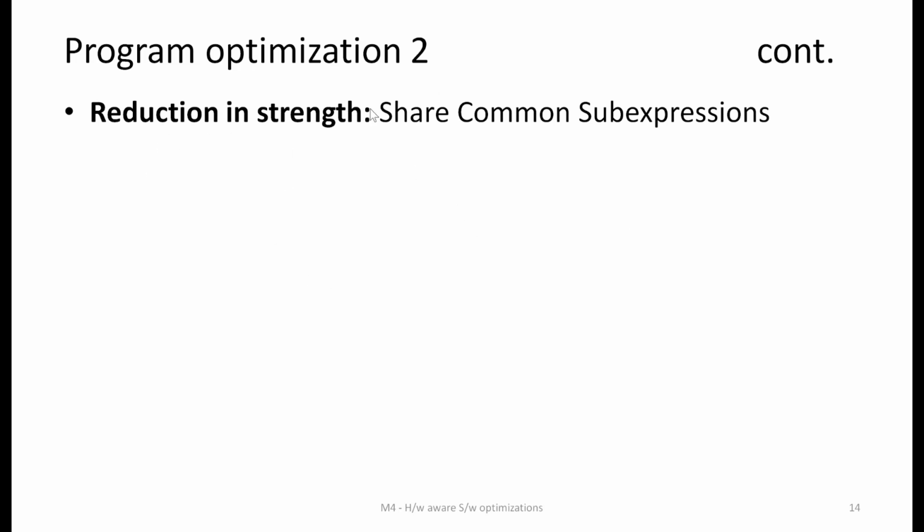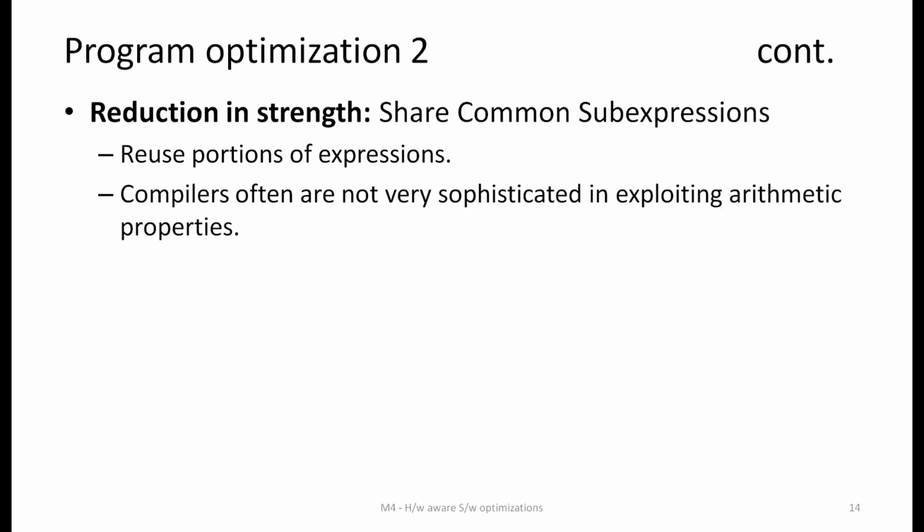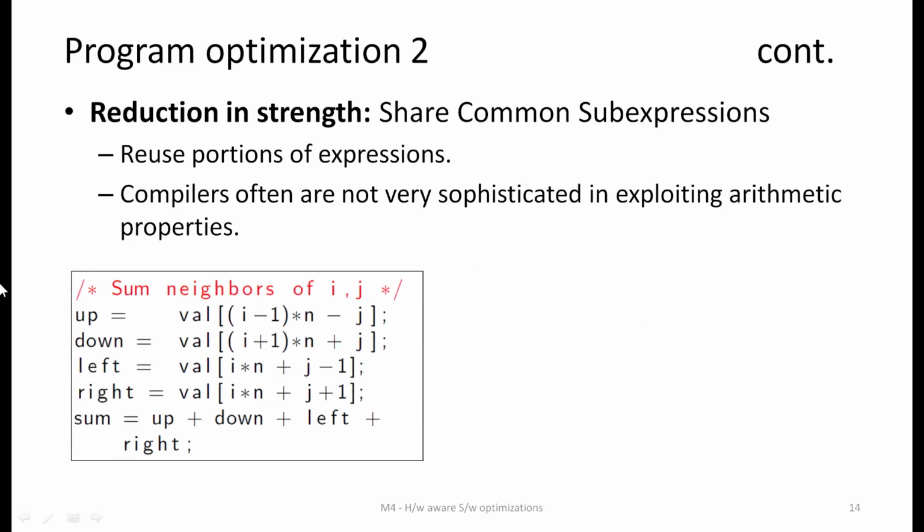So another related point is to share common subexpressions. Again, this falls in the reduction in strength only. Reduce or reuse the portions of expressions which are appearing at multiple locations. Again, compilers are not so good at identifying such common expressions because they don't have any analytical abilities to understand that two arithmetic expressions are the same. So a popular example in image processing is to average or get the value of a pixel based on some value in the neighboring pixels. The neighboring pixels are left, right, up and down.